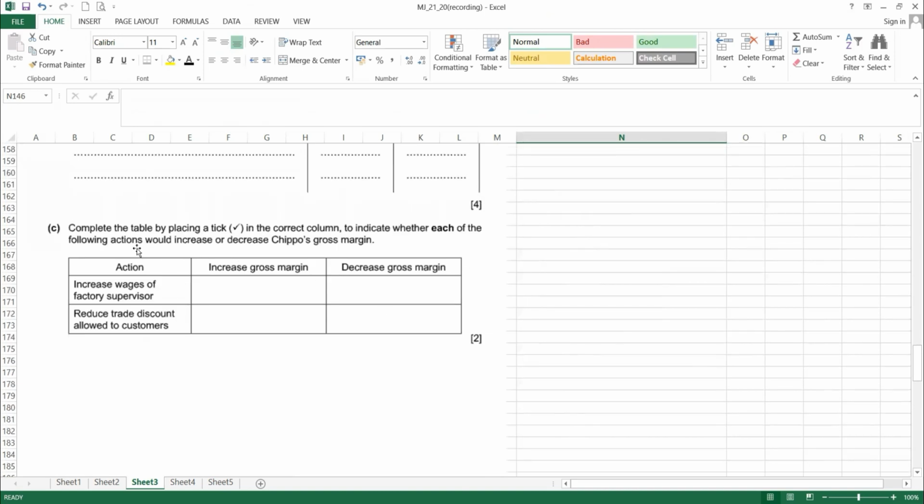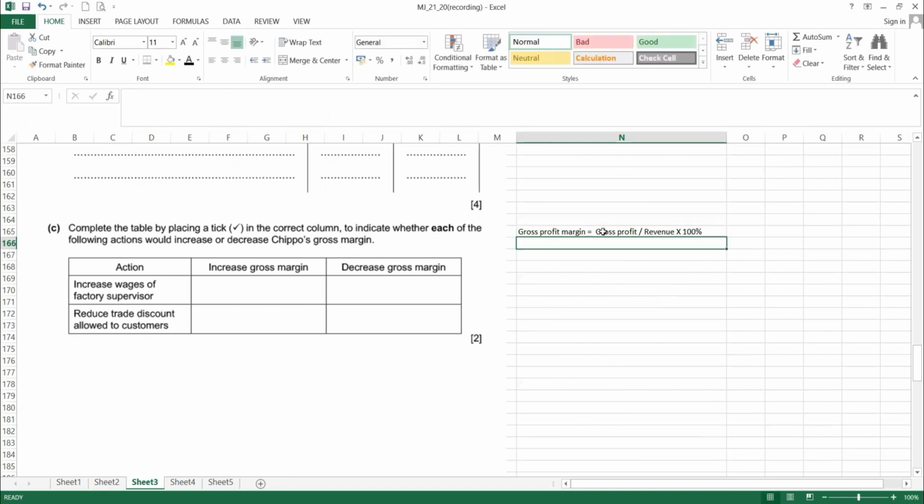Okay, complete the table by placing a tick to indicate whether each of the following actions will increase or decrease the gross profit margin. So first of all, what is a gross margin? Gross margin means gross profit margin. The formula is taking gross profit divided by revenue times 100%.